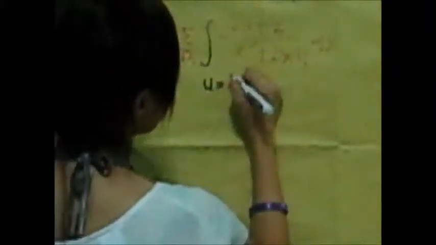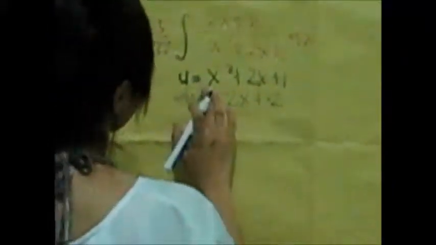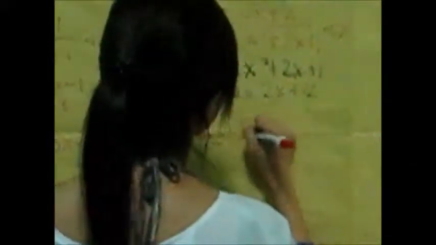We let our u to be x² + 2x + 1, so our du is equal to 2x + 2. So the integration for this term will be negative 5 over 32 times the ln of x² + 2x + 1. 1 over 6 times 1 over a, our a is 2, so 1 over 2, arctangent of x + 1.